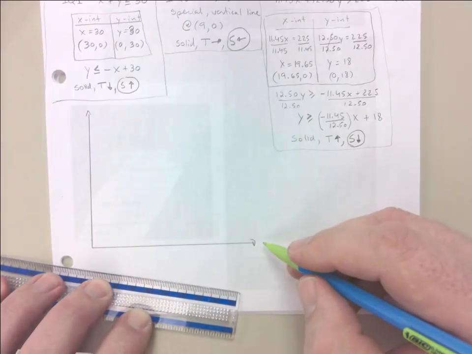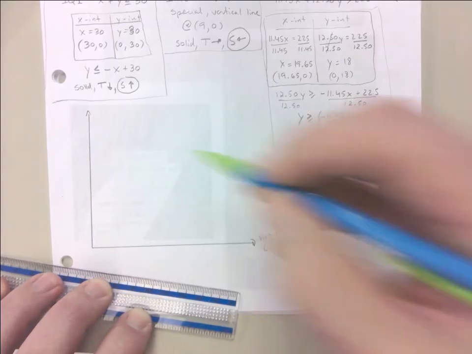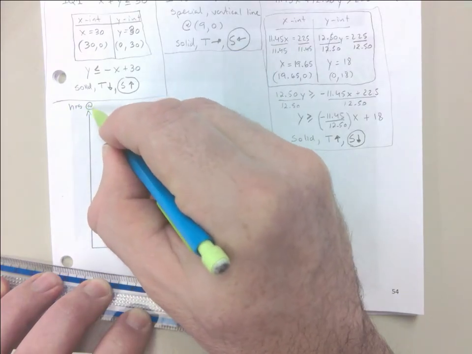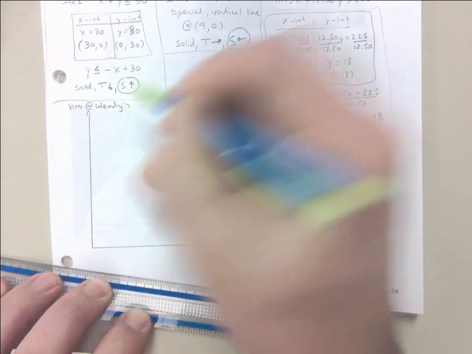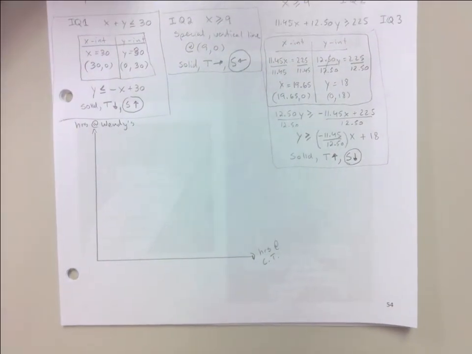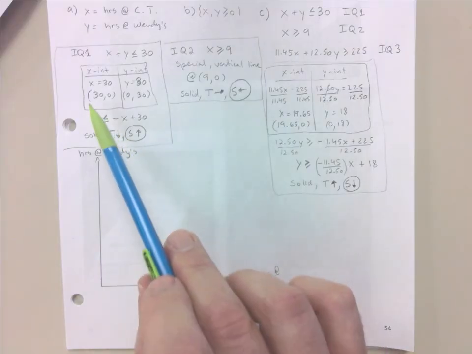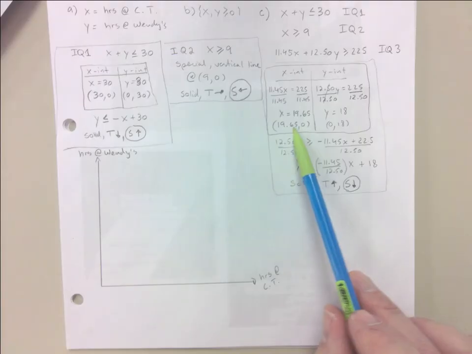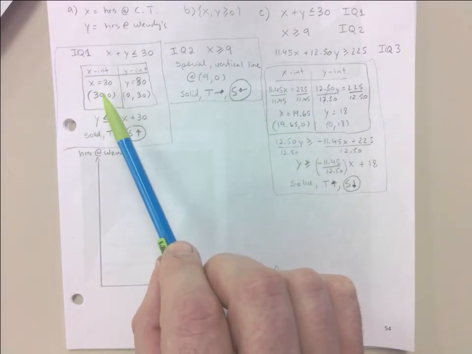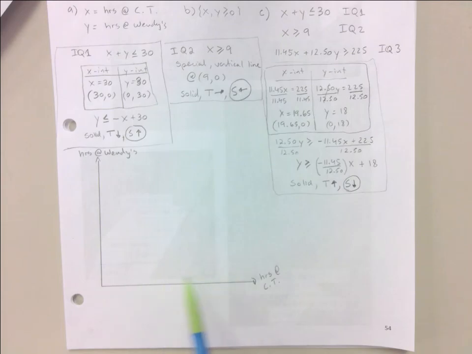Let's do the labeling first. X would be hours at Canadian Tire. Y would be hours at Wendy's. So you've got units and labels. And now the critical part is to look at your values, your intercepts, to determine what your scale should be. So I look at the x-intercepts. The greatest is 30. So I'm going to make sure I fit 30 in the x-axis.